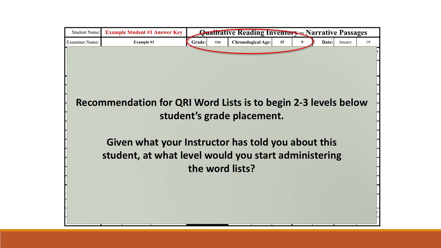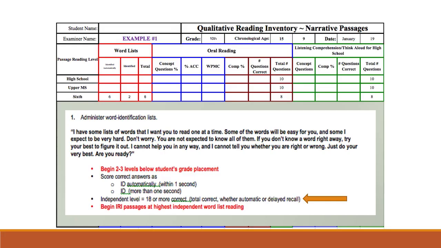So the recommendation for the QRI word lists is to begin 2 to 3 grade levels below the student's grade placement. If the student is a 10th grader, where would you start the word lists? If you said 6th grade, you were right. There is a caveat to that, and I'm going to talk about that in just a moment.